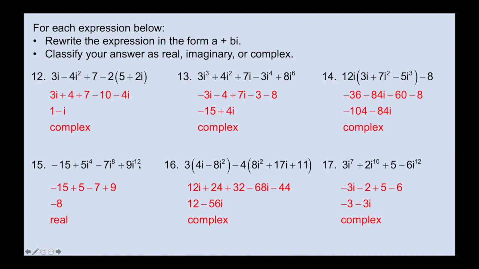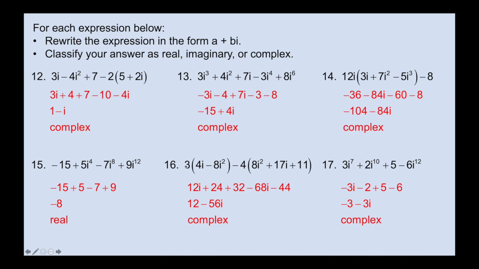Same thing kind of happens here. I to the 12th. Since 12 is divisible perfectly by 4, we can just cancel that and make that just a 9, or you can think of that as i to the fourth times i to the fourth times i to the fourth, which would be 1 times 1 times 1. Either way, that should just be a 9. From here, I can combine everything to give me negative 8, and because I don't have anything imaginary here, this is considered a real number.